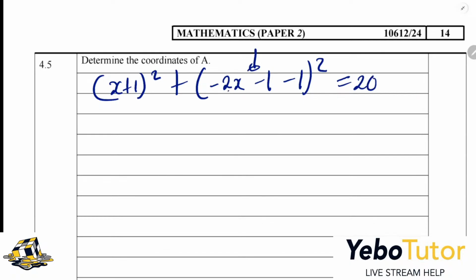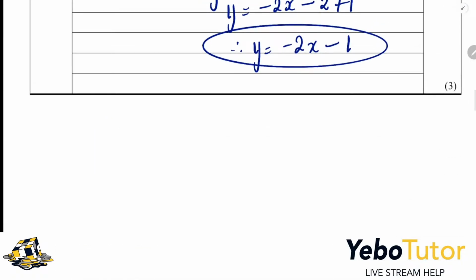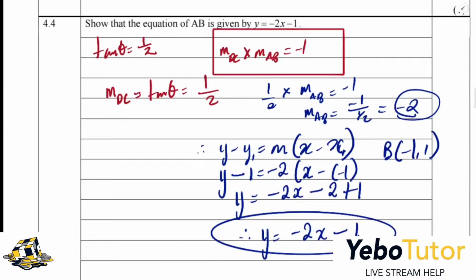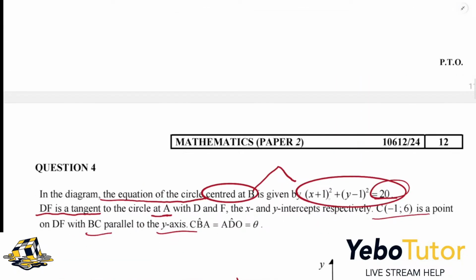Where is it coming from? Everyone should know where it's coming from, because you have calculated that equation to be y equals negative 2x minus 1. So our y now is negative 2x minus 1, squared, equal to 20. And this equation is originally given to us, as you can see here, that x plus this is equal to this. So this is our original equation.